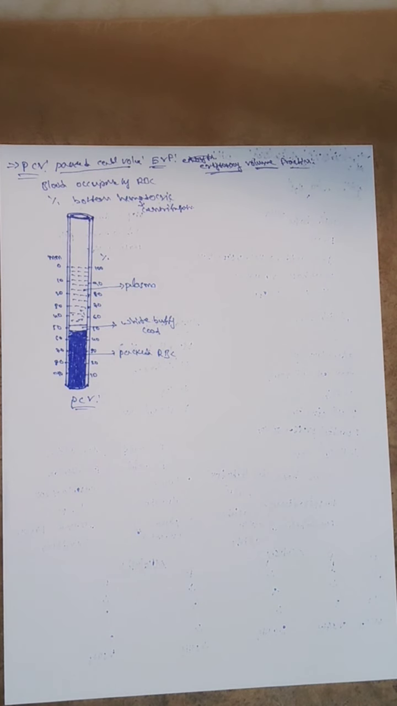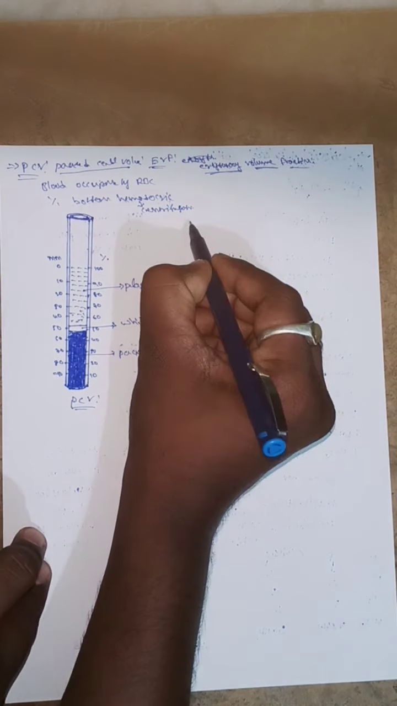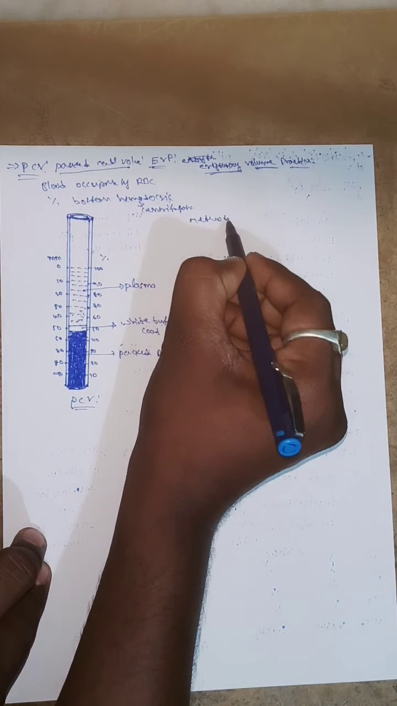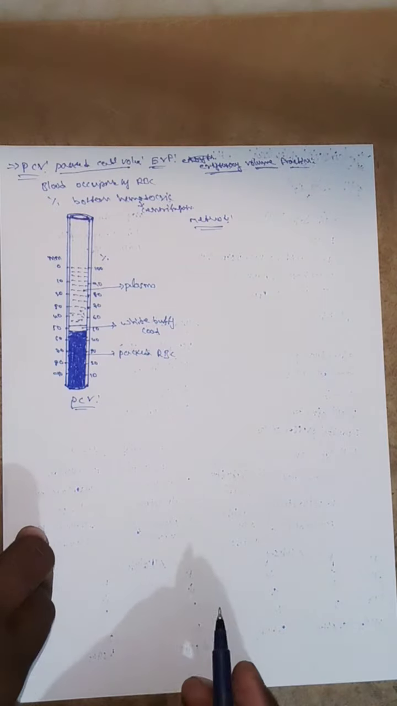So what is the meaning of PCV? Packed cell volume is defined as the proportion of blood occupied by the RBC. It is indicated only as a percentage. The RBC is present at the bottom of the hematocrit tube, which undergoes centrifugation. So what is the method of determination of PCV? How do we identify the PCV?